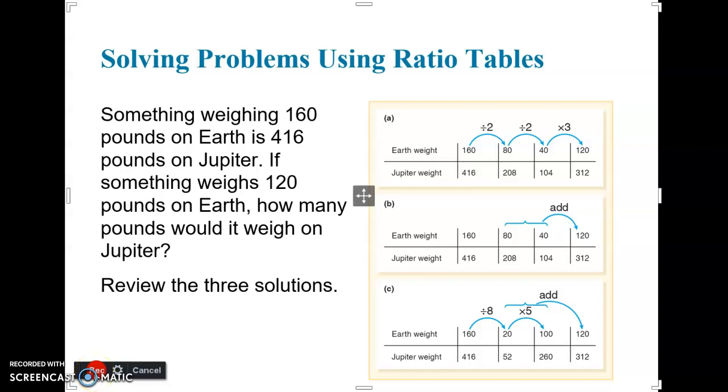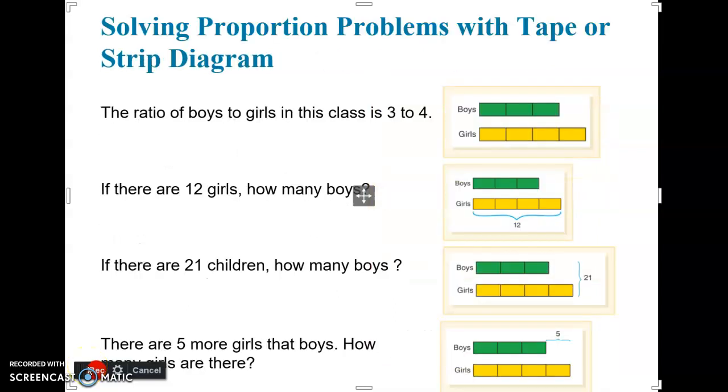You may recognize that these tasks are typical missing-value proportional tasks. One ratio and part of the second are given, with the task being to find the fourth number. The figure to the right shows 3 different ways to use the ratio table to solve the Jupiter's weight task. Tape or strip diagrams are a nice visual that helps students notice multiplicative relationships. They are also known as strip diagrams, bar models, fraction strips, or length models.